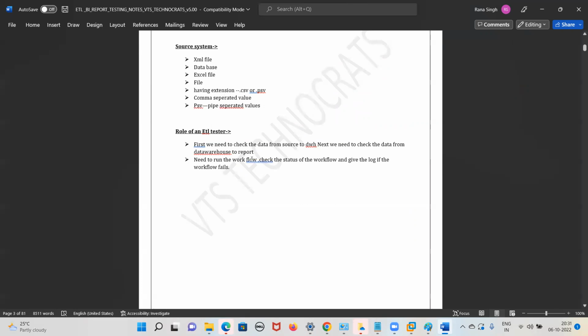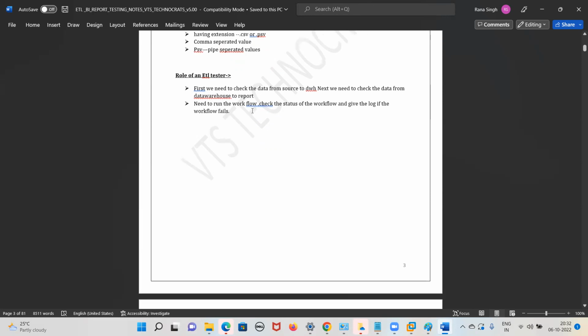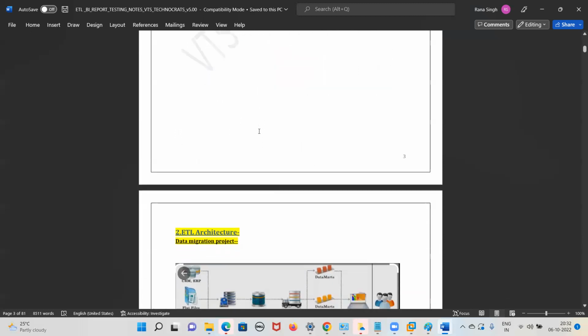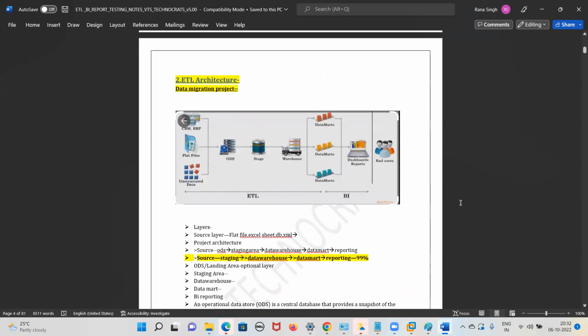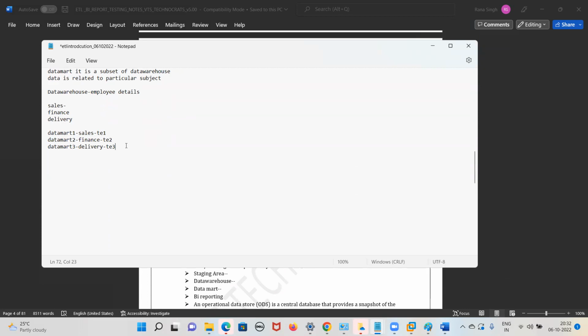Next is the roles of an ETL test engineer. First, we need to check the data from the source to the data warehouse. Next, we need to check the data from the data warehouse to the report. The second point I will explain when I teach you Informatica, how we run the workflow and how we check the log. The main thing today is the ETL architecture. Please pay attention, guys. ETL architecture is a very critical thing. Let us start.